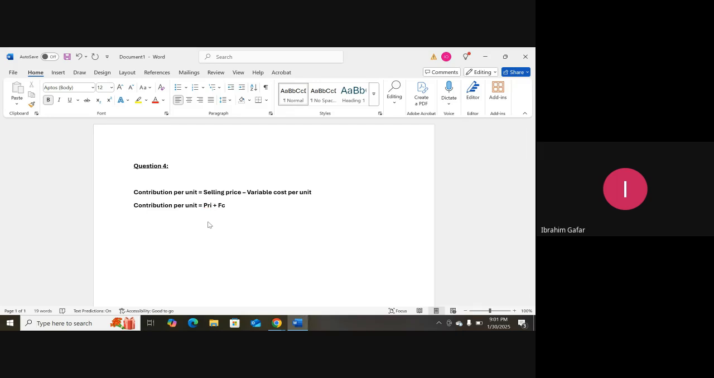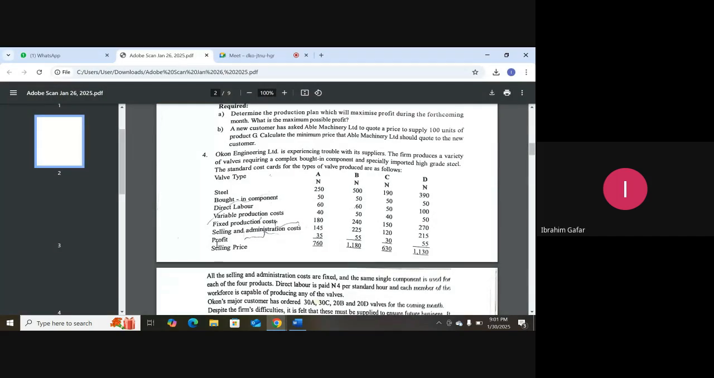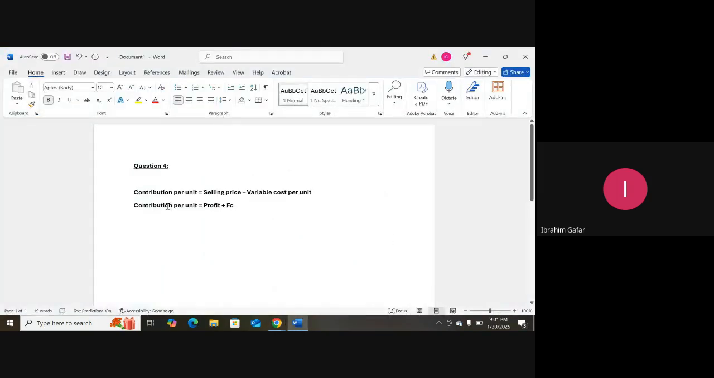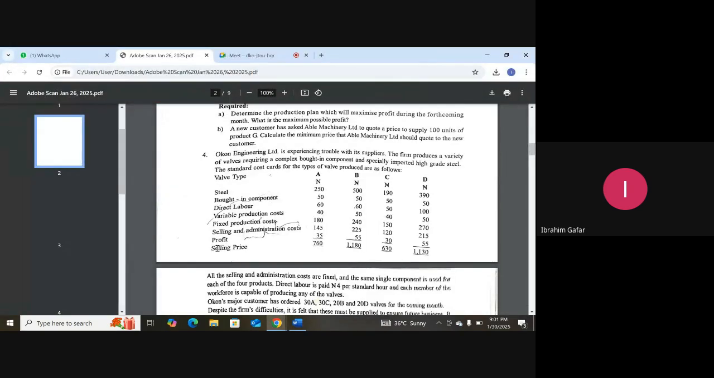It depends on the information given to us. If the information given to us entails profit and the fixed cost, then we don't need to stress ourselves looking for variable cost and selling price to get our contribution. So from this question, you discover that we are given the selling price, we are given the profit, we are given the fixed cost as well.